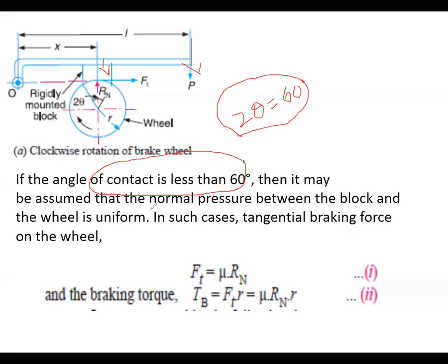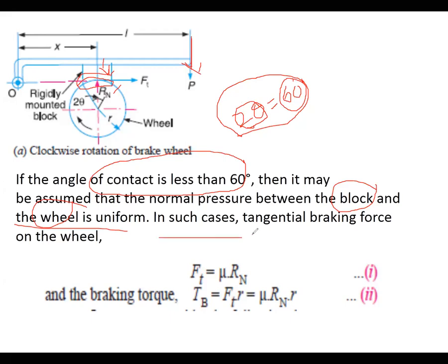Then it may be assumed that the normal pressure between the block and wheel is uniform. The pressure applied here is normal and uniform throughout this area. The contact between the shoe and wheel has uniform pressure because 2 theta is 60 degrees. If it is more than 60 degrees, whether it would be uniform or not, we'll see in future classes.